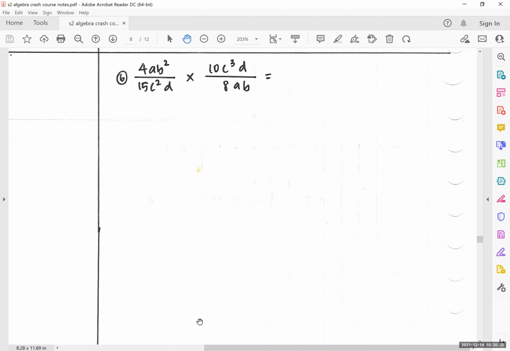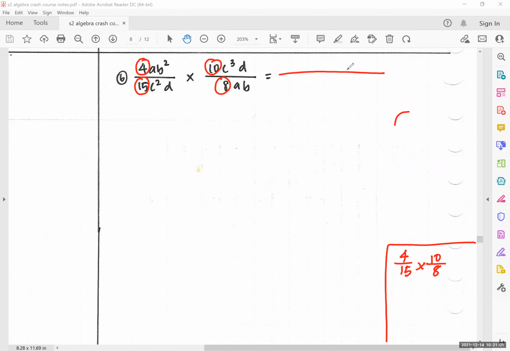What I'm going to do is train you guys to do the numbers first. So where are all the numbers? Can you see all the numbers here? 4, 15, 10, and 8. Guys, don't go and do it by hand. Use your calculator. Put 4 over 15 times 10 over 8 into your calculator now. That's all you do. It gives 1 over 3. Understand how to use your calculator to help you already?